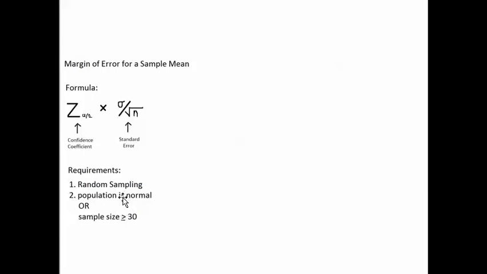The reason for this other rule right here is because in order to calculate the margin of error for a sample mean, the possible samples that make up the sampling distribution have to have a normal curve, or a normal distribution. And the sampling distribution is normal if one of these two things is true.